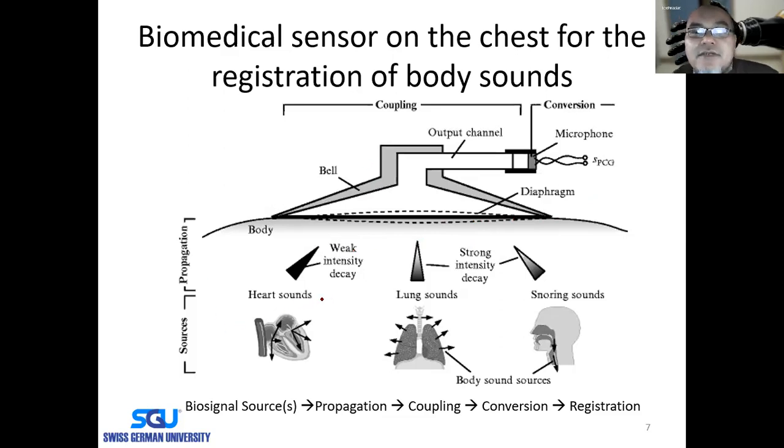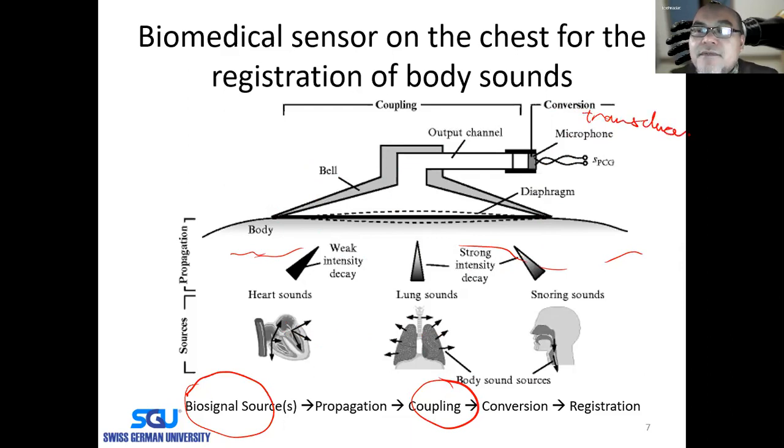So all of this originates from different sources within our body. The biosignal sources could be the heart sounds, the lung sounds, or the snoring sound. So the signal travels or propagates from the biosignal source in our body, and then propagates here through the tissue. This is the propagation. This is the tissue: the muscles, the fat, the skin, that are located between the signal source and the sensor. And there's a coupling. The coupling here is done by the whole sensor piece here. Conversion here is done by the transducer.